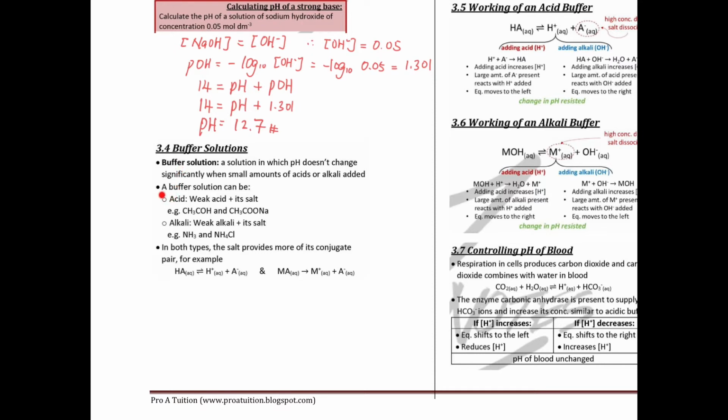Now you see the second point here. A buffer solution can be acidic. That means acidic buffer solution. This is the first type. Or the second type is alkaline buffer solution. So there are two types of buffer solution: acidic buffer solution or alkaline buffer solution. So now let's come back to acidic buffer solution. How to make an acidic buffer solution? We have to learn it now.